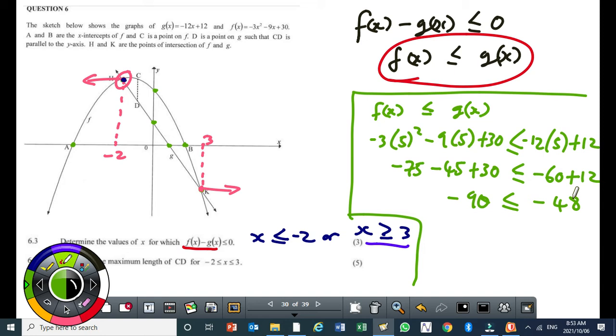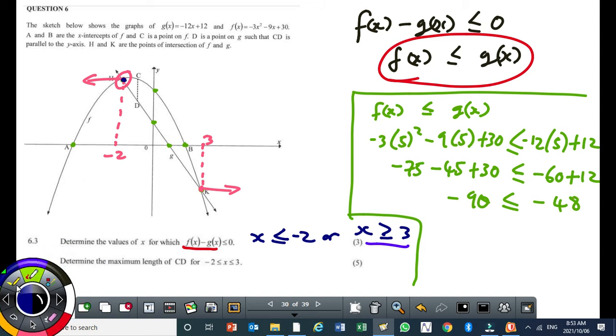Okay, the question here says, determine the value of x for which f of x is less than or equal to g of x, which means for which the graph of f is below the graph of g, which means the linear is above the quadratic, right? So you must use the critical points. Each of the points of intersection are critical points.